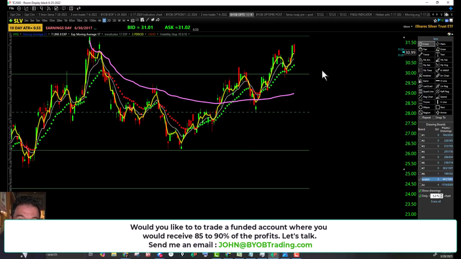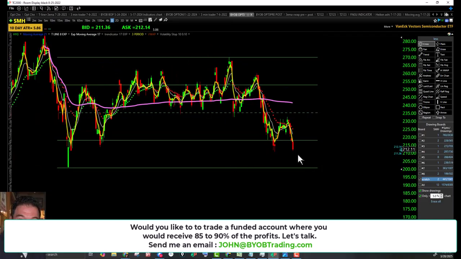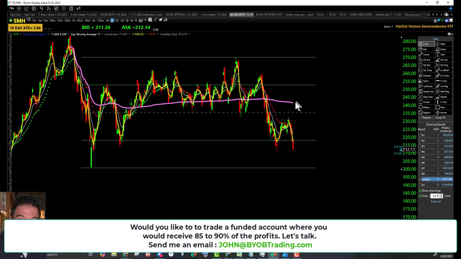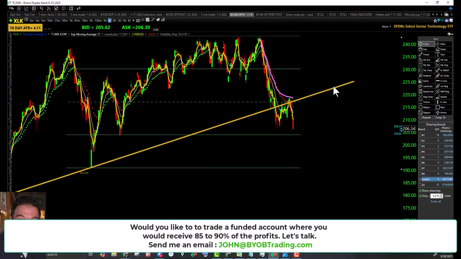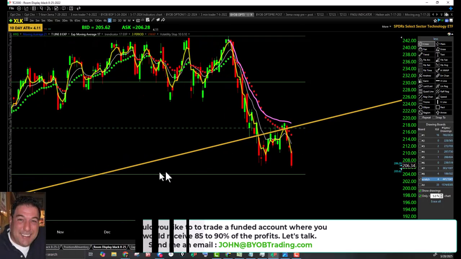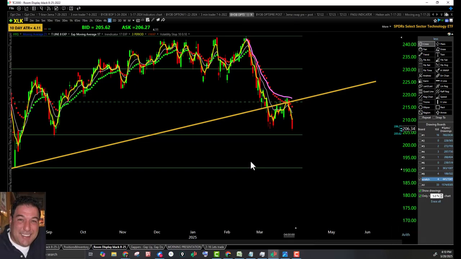Let's take a look at a few sectors. SMH, semiconductors, bearish down here in quadrant 1. Lower high, lower low, closing under the trap, under the falling 17, under the all-time high anchored VWAP, under the midpoint, quadrant 1, that's bearish. Let's take a look at the cousin, XLK. Same deal. Lower high, lower low, closing under the trap, under the falling 17, under the all-time high anchored VWAP, under the uptrend line, under the midpoint, in the lower third, that's bearish.